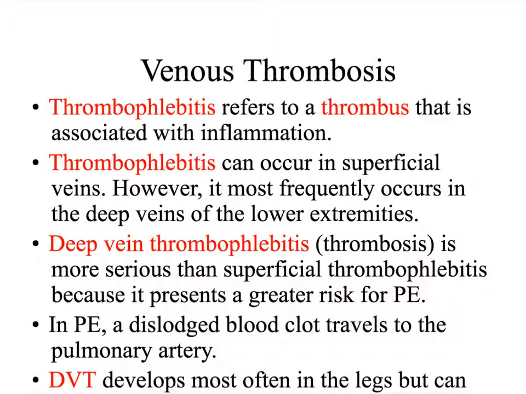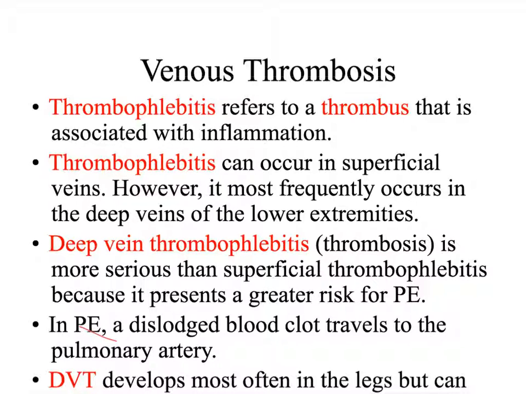This slide is just clarifying some of the vocabulary related to venous disorders. Thrombophlebitis is basically an inflammation of the venous system that can lead to a thrombus. It can occur in superficial veins. It does, however, most frequently occur in the deep veins. And that would be called a deep vein thrombophlebitis, which is a clot caused by inflammation in the venous system.